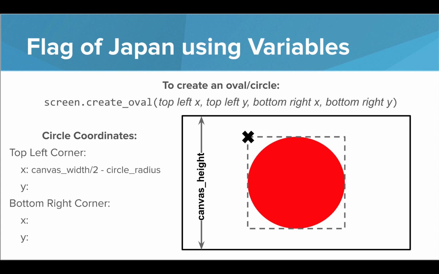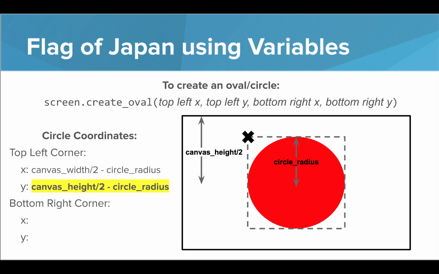We can now use the variable canvas height in place of a static value, which means that half of this height would just be canvas height divided by 2. If we subtract the value of circle radius, we'll find the y-coordinate of that point is half the canvas height minus the radius of the circle.